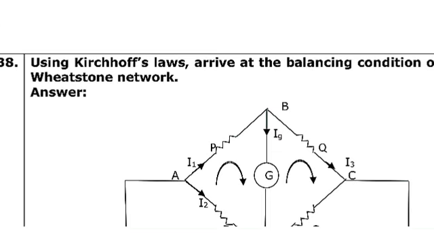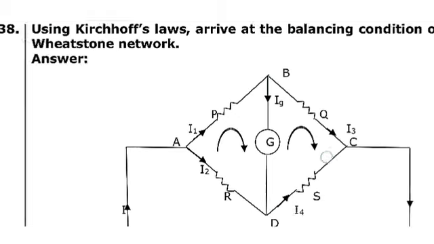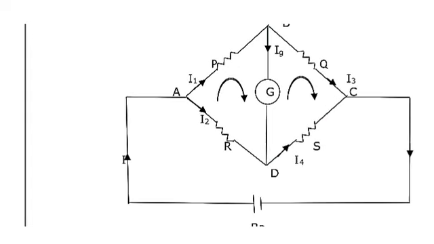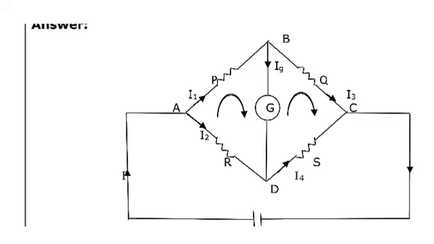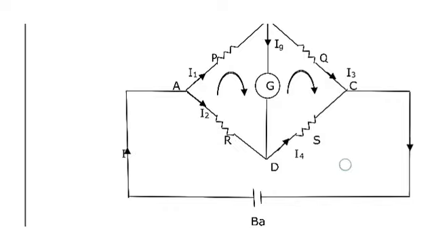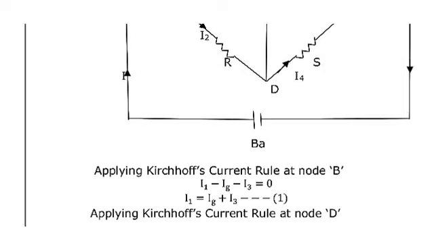Number 38, using Kirchhoff's law, arrive at the balancing condition of Wheatstone network. This is our Wheatstone network. We have the resistances P, Q, R, S and current values I1, I2, IG, I4 and I3. BA is the battery here.